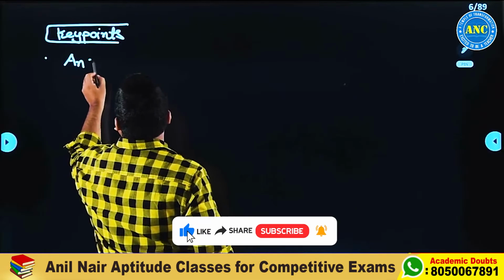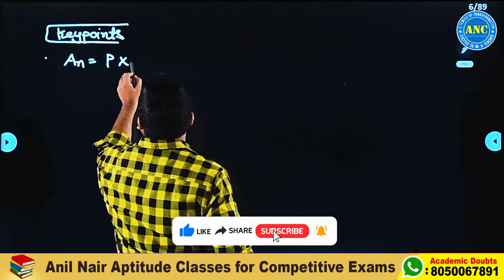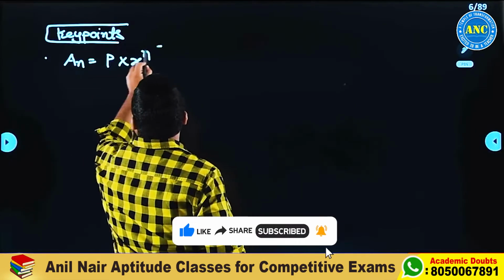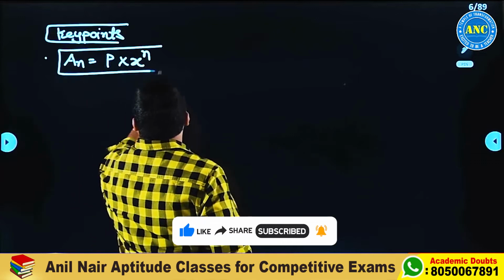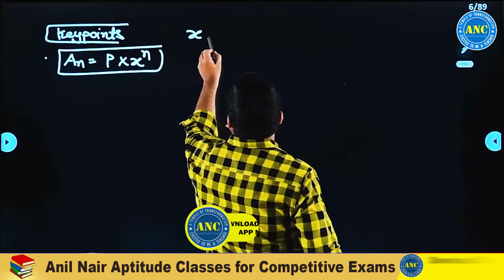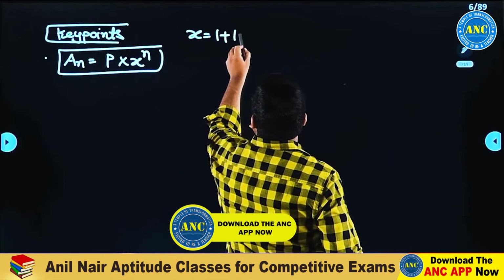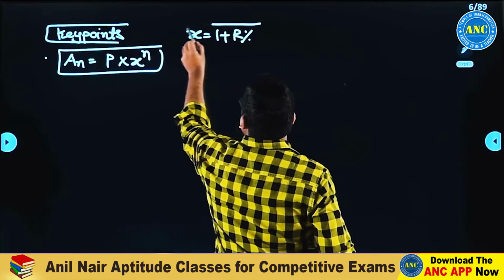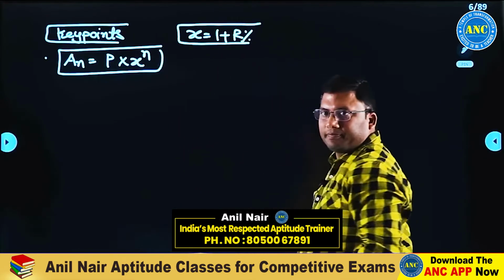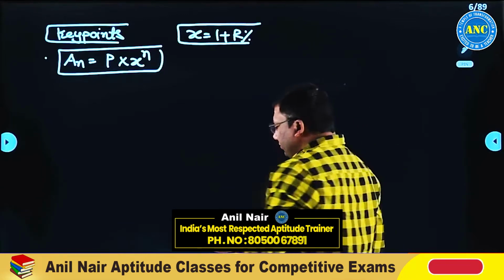An is given by P into x power n. X is given by 1 plus r percentage. Already we discussed. Now listen carefully.